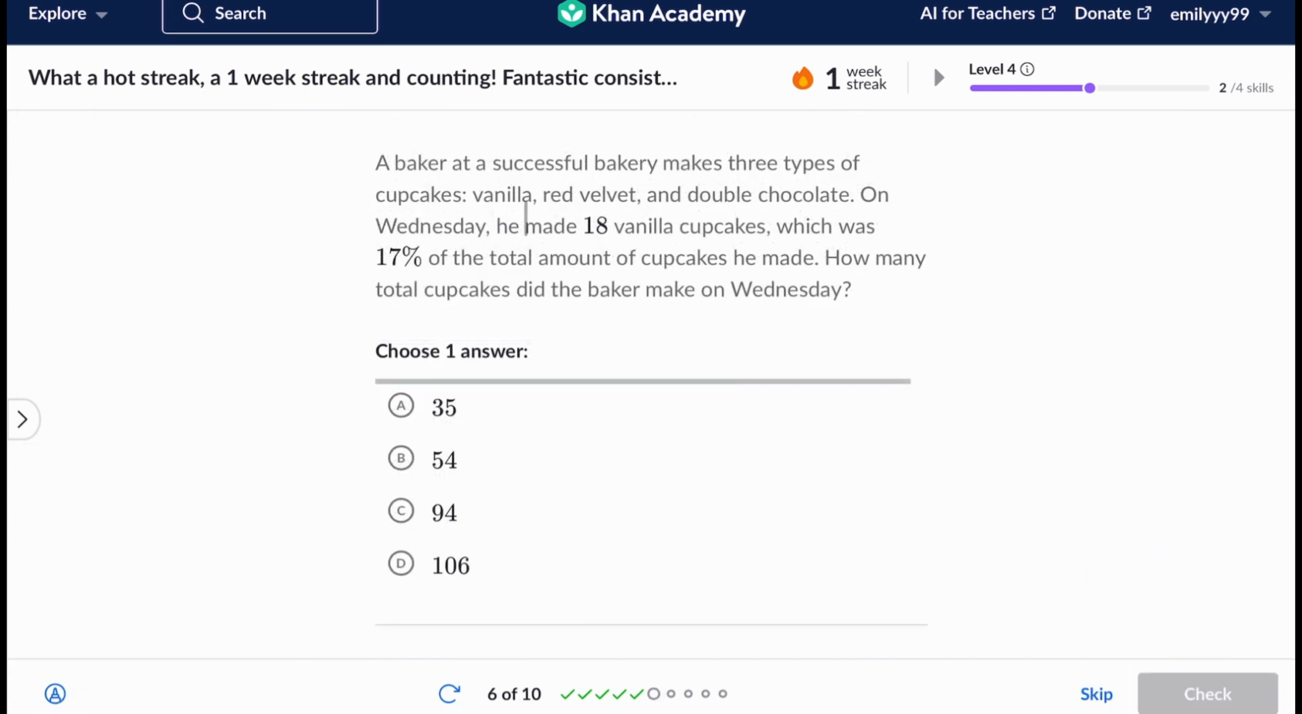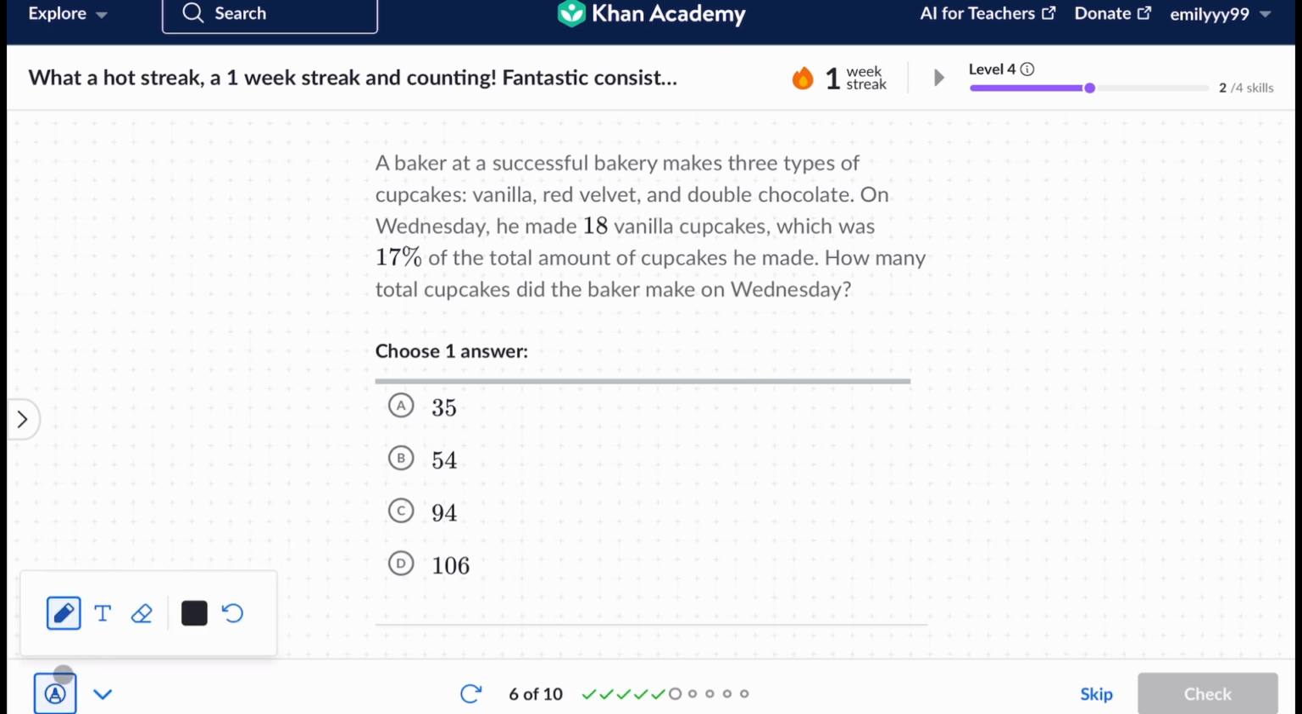A baker at a successful bakery makes 3 types of cupcakes: vanilla, red velvet, and double chocolate. On Wednesday, he made 18 vanilla cupcakes, which was 17% of the total amount of cupcakes he made. So they only gave us info about vanilla cupcakes on that day. So how many total cupcakes did the baker make on Wednesday?